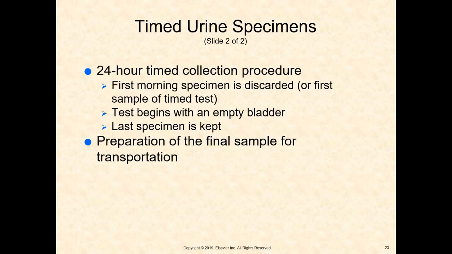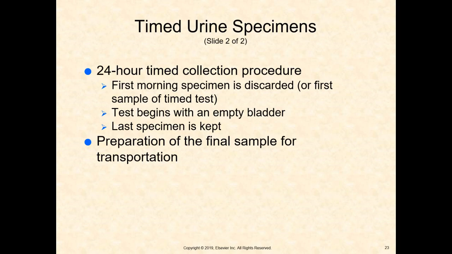Sometimes as well, which I should have mentioned in the last slide, we put acid in those containers, concentrated acetic acid. So it's very important that they don't urinate into the jug because it could splash back onto them. Those are some things you want to make sure the patient understands if in fact there is acid in the container. So with a 24-hour timed collection, the first morning specimen is discarded.